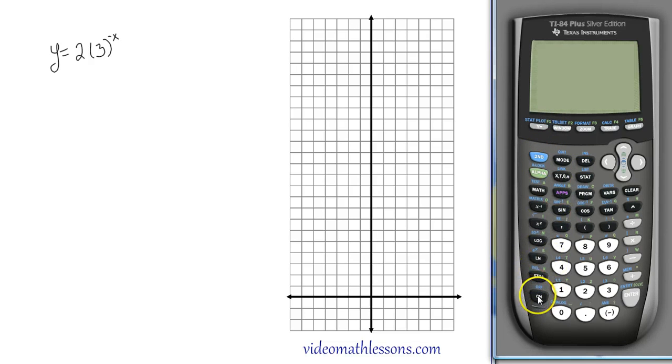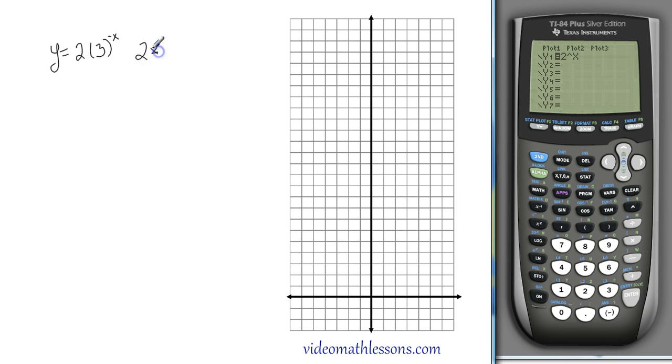I'll punch in y equals into our calculator. So y equals 2. Now you're going to type it in. How you're going to enter it is going to be like this: 2 times 3 caret negative x. Now, what you could do is put the parentheses around the 3, but what I like to do is put the parentheses around this x also.